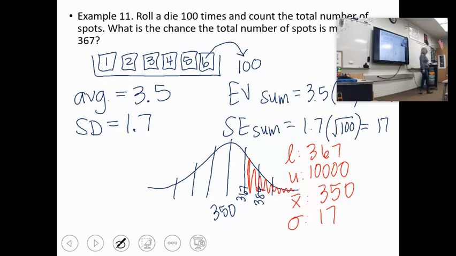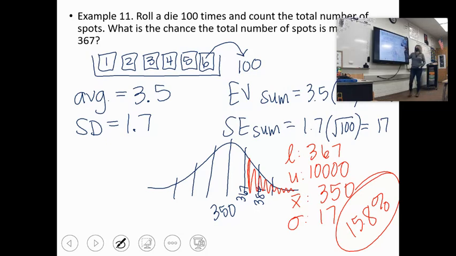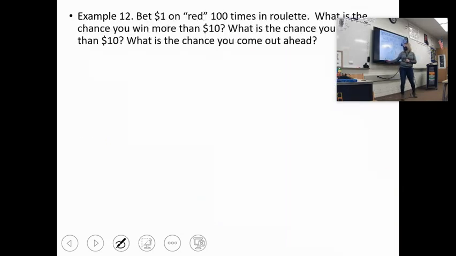And then what's the SD, or in this case, SE of our curve? 17, yep. So once we do that, and then make it a percent if you want, so move the decimal over 2 times, 15.8%. So about 16. 15.8% of the time we would play this game, roll it 100 times, and our sum would be more than 367, okay? Because this happens so often, that's why we can use the normal curve, because the sum will make a normal curve, and we can use that to approximate the chance of stuff, okay?